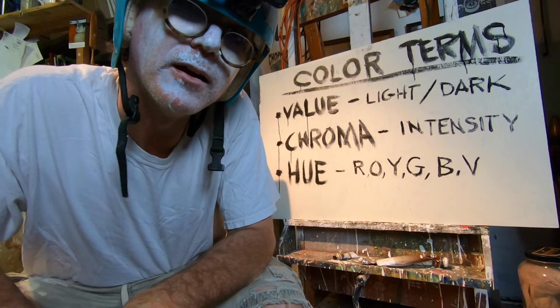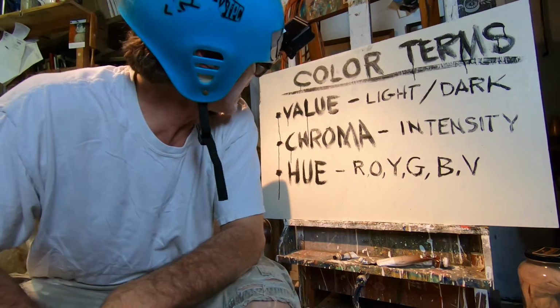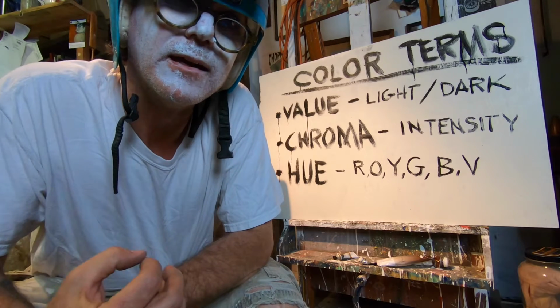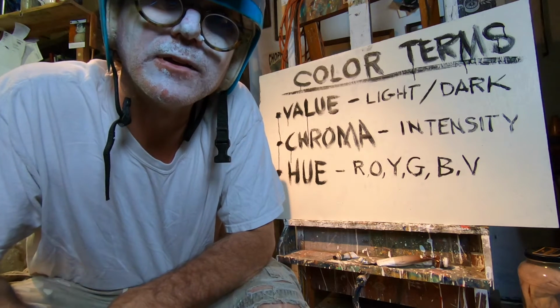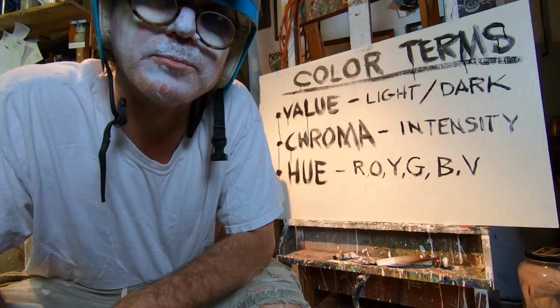Hue would be Roy G. Biv, or the colors of the spectrum: red, green, yellow, blue, yada yada. And so by using those terms, you can break down and analyze all the colors in a pretty descriptive manner.